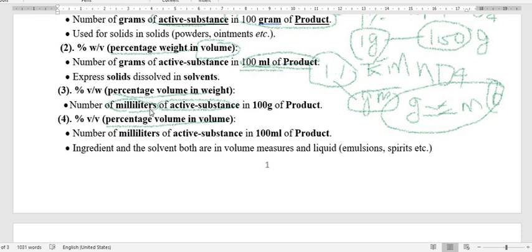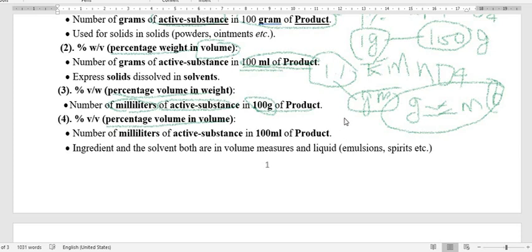So the active constituent is in milliliters, and that is dissolved in water or any other vehicle to the volume of 100. If this is by weight, then it comes to 100 gram. So you have to tell it like that.